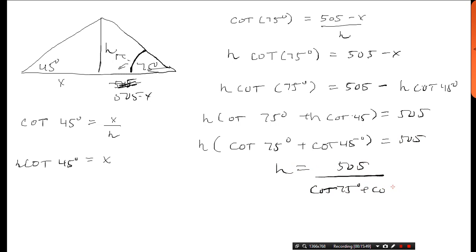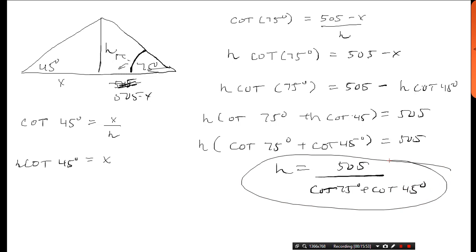Now, I would encourage you to take this answer, plug it in a calculator, and take the other answer and plug it in a calculator. You'll see it's the exact same answer. And then you'll actually see something very cute, and that is, oh yeah, and by the way, cotangent of 45, that's just 1.